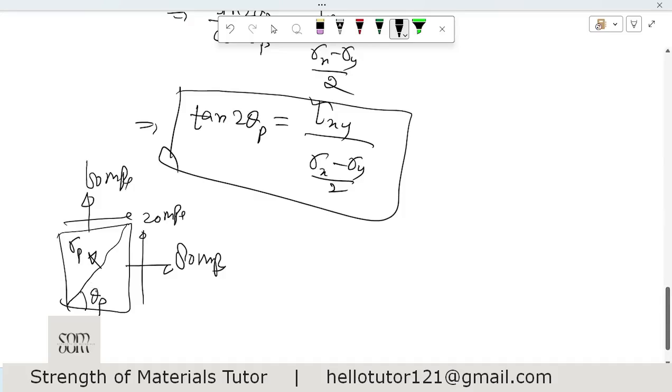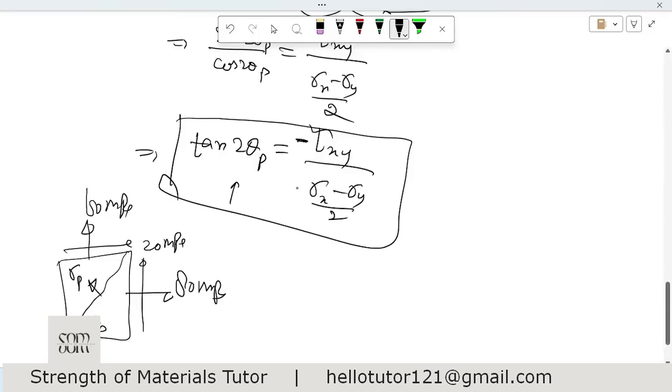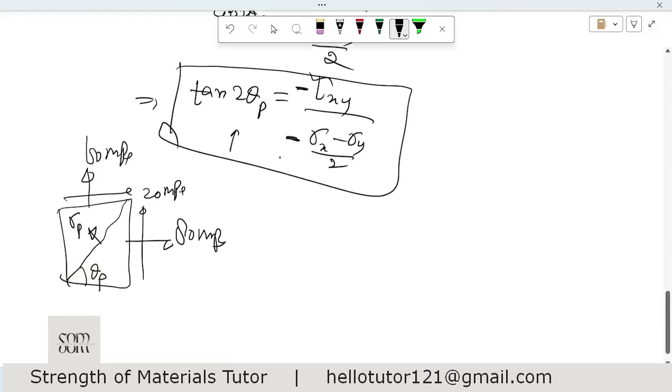So if you are asked to find the theta at which you have the maximum stress on this inclined plane, or the principal stress, you will use this equation. This will give you the angle at which this plane exists. Now here is a twist. We can also denote this with minus and minus, because minus and minus will cancel out. So it means there are going to be two values of theta p.